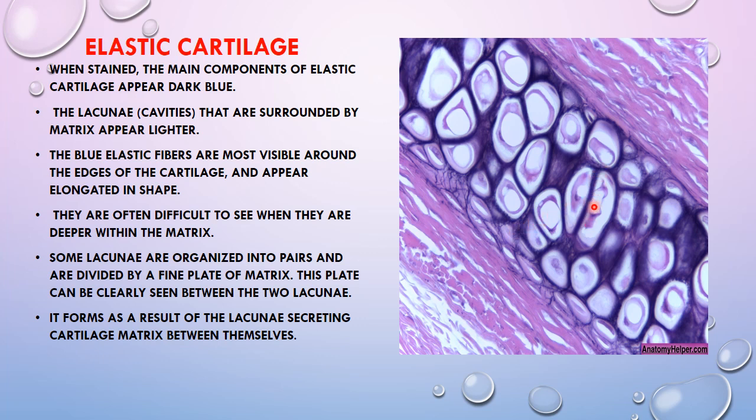There are some lacunae you can see here. They are organized into pairs and are divided by a plate of the matrix. This plate can be clearly seen between the two lacunae. It forms as a result of the lacunae secreting the cartilage matrix between themselves. Now you can see the thick bundles of the collagen fibers arranged as irregular dense connective tissue, forming the perichondrium of the elastic cartilage on both its sides.